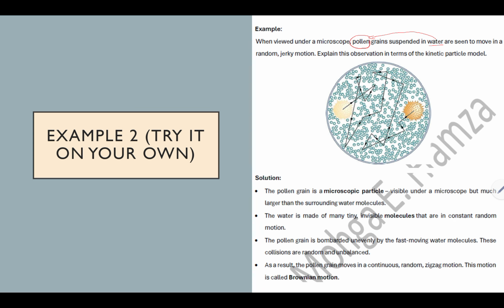So the pollen, which is a microscopic particle, is surrounded by water, which are invisible molecules in constant motion, bombarding the pollen and causing random and unbalanced motion, or continuous random zigzag motion, known as Brownian motion.